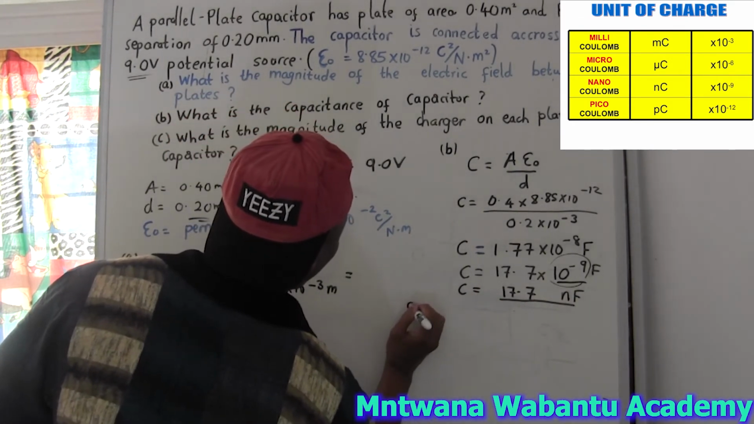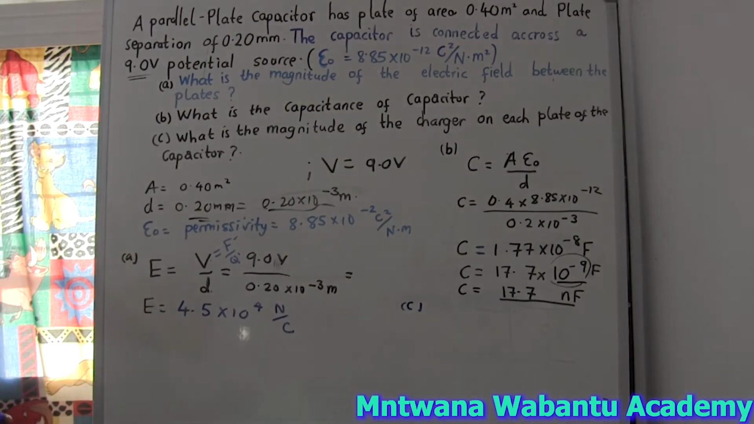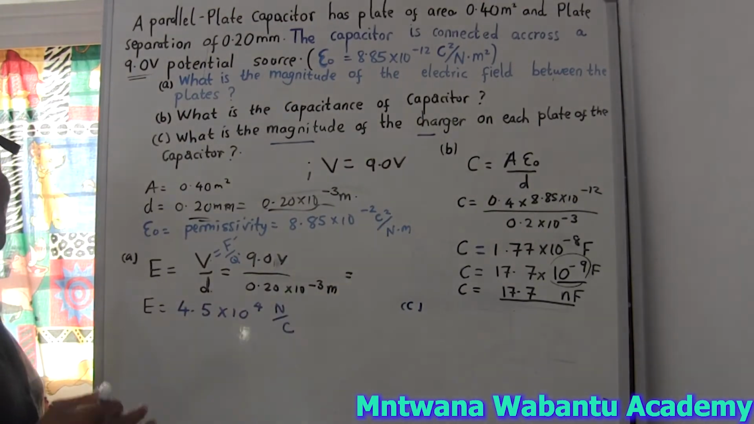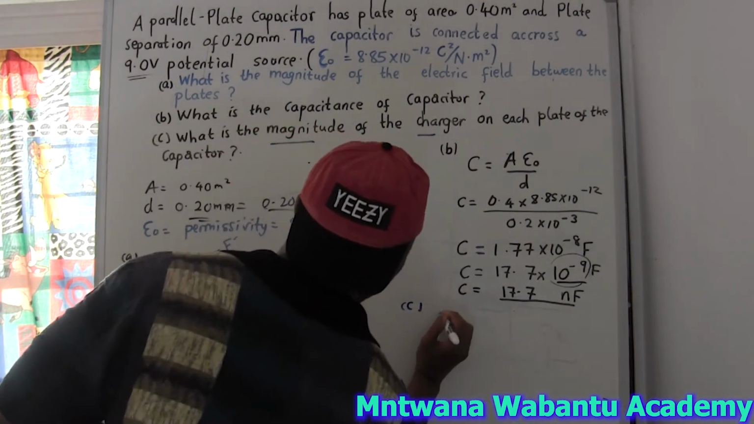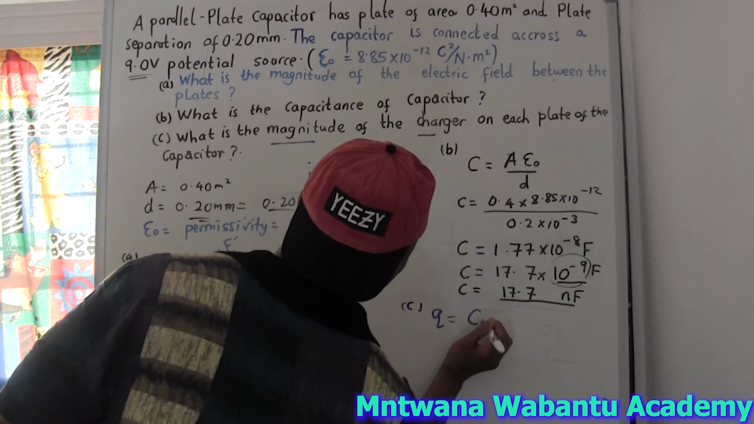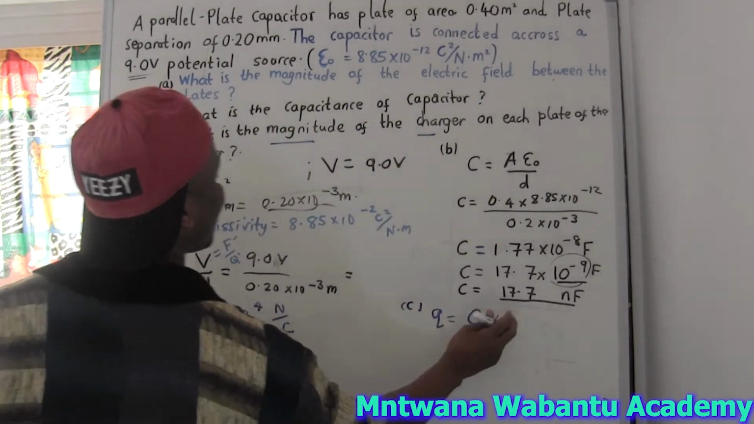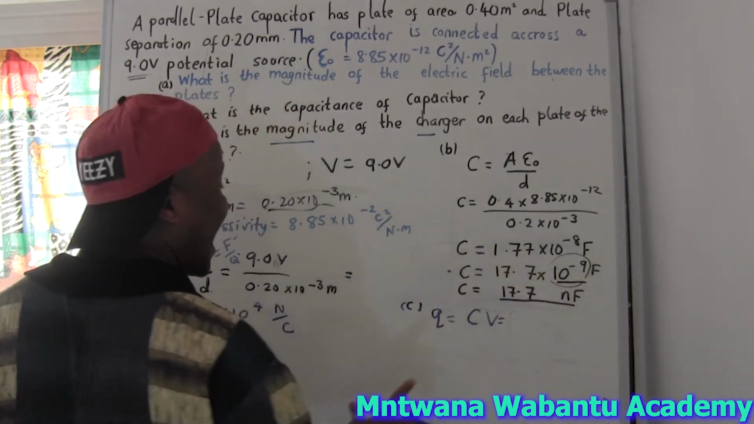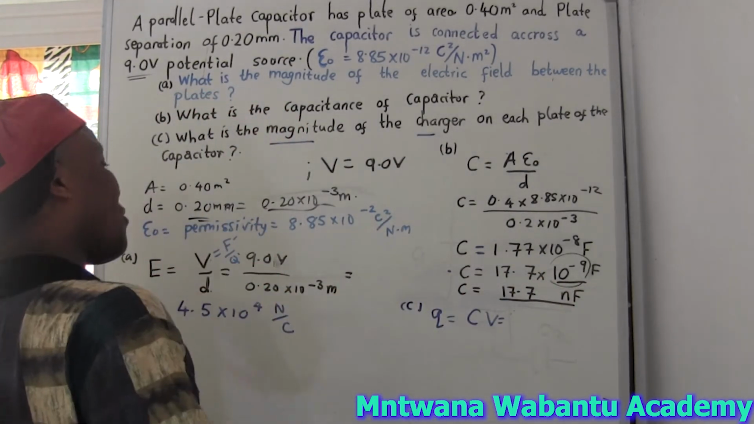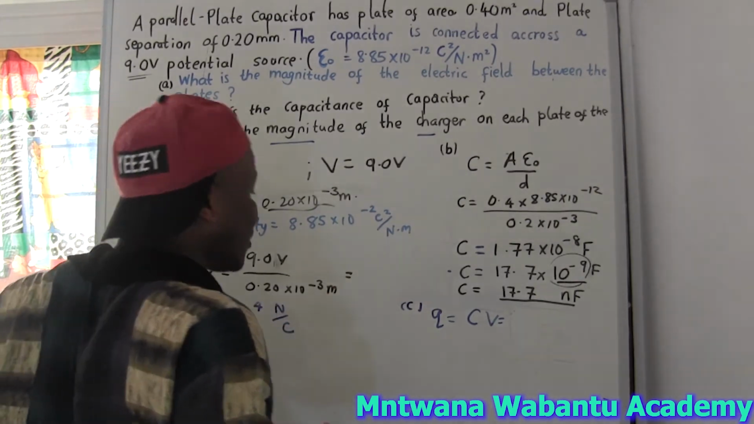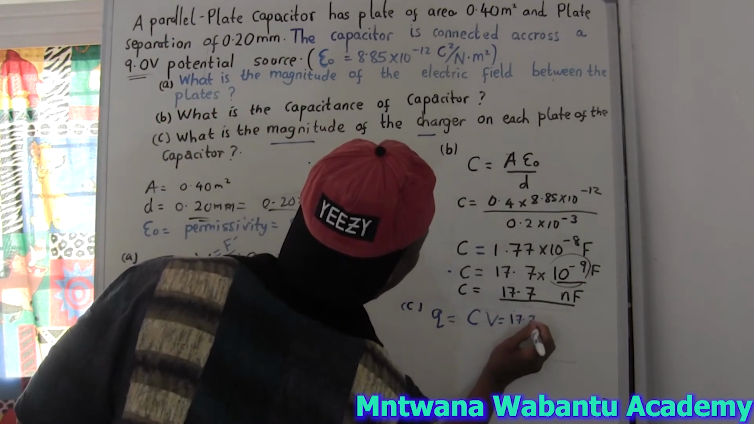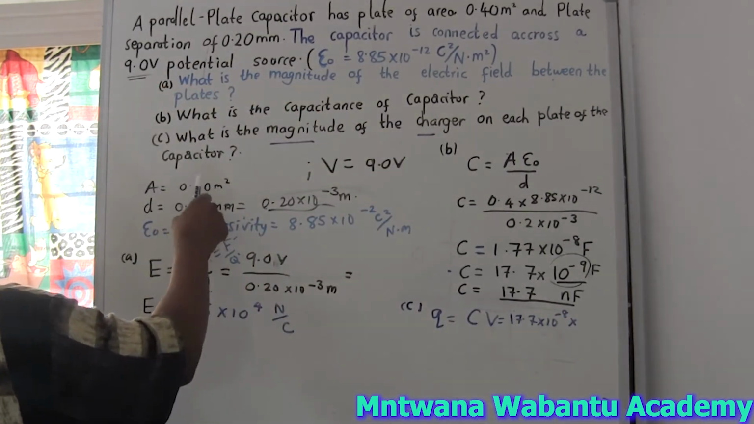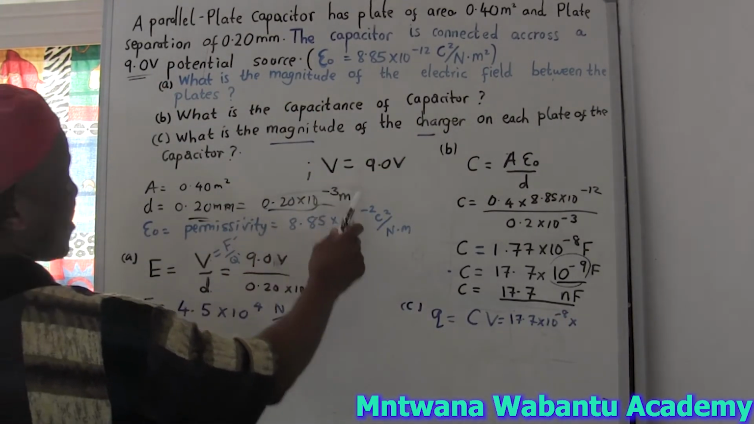Now for the third one, which is C, what do they want? They ask what is the magnitude of the charge on each plate. Magnitude of charge means Q, the quantity of charge. So quantity of charge equals C times V, capacitance times potential difference. Capacitance we have, so I'd rather use farad, not nanofarad. So this is going to be 17.7 times 10 power negative 8, times the distance separation, which we have as 0.2 times 10 power negative 3.